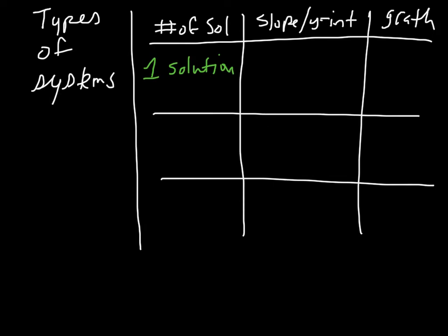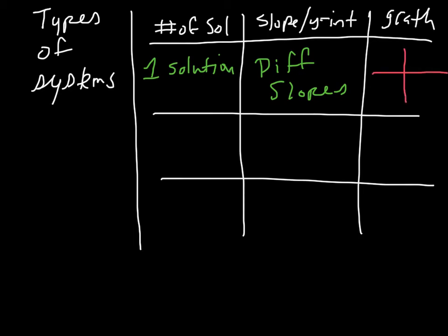If you have one solution, that means that we have different slopes. That's all it means. The y-intercepts may be the same, but the slopes are different. If you have one solution where two lines cross exactly at one point, that means that we have different slopes. And so a graph of that one would look something like this.